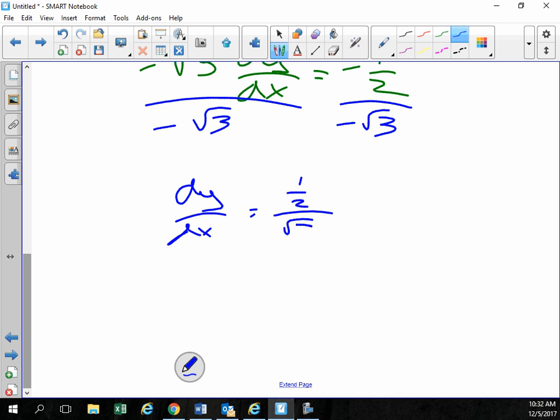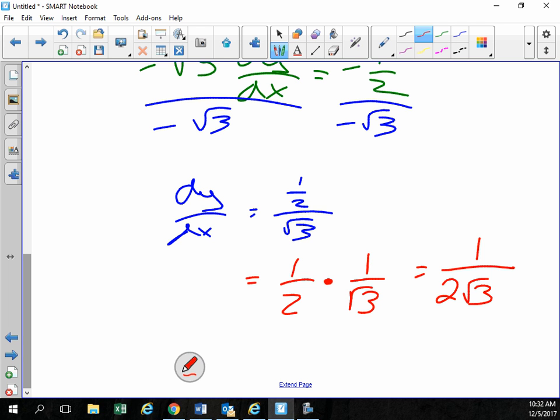Are you allowed to leave it as 1/2 over the square root? Nope. You can do 1 over 2 times 1 over square root of 3. And you can write that as 1 over 2 square root of 3. That's not what you said. You said 1 over 2 times the square root of 3. That's 1 over 2 times the square root of 3. 1 over 2 square root of 3. 2 times the quantity, 1 over the quantity. I don't like this.